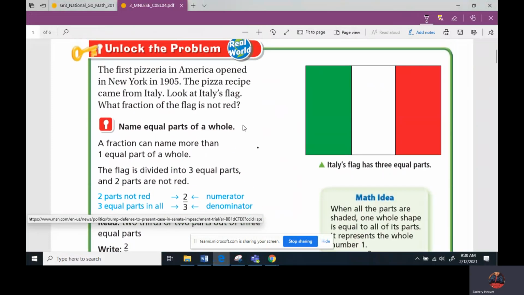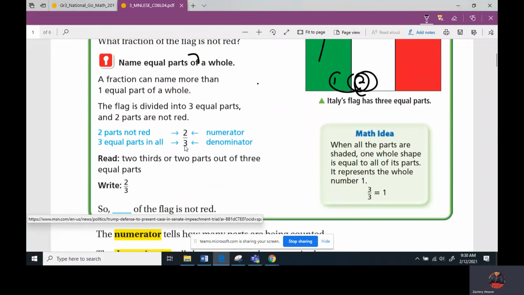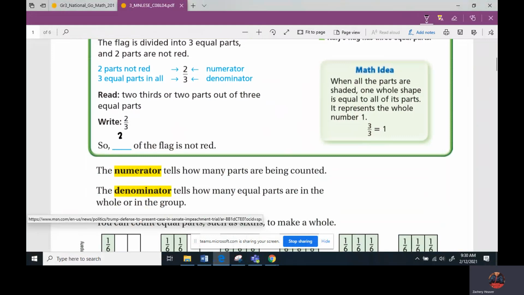So the flag we know is divided into 3 parts. 1, 2, 3. Well, it says how many is not red. Well, this isn't red, so 1. This isn't red, so 2, but this is. So 2 out of the 3 parts are not red. So that's called 2/3. 2/3 or 2 parts out of 3 equal parts. So we could say 2/3 of the flag is not red.